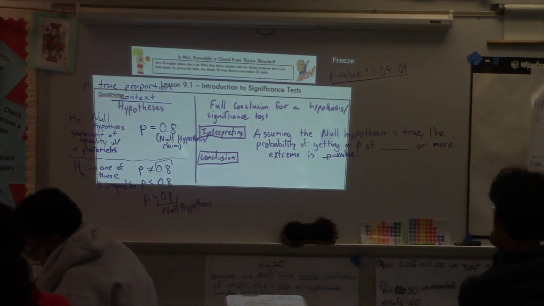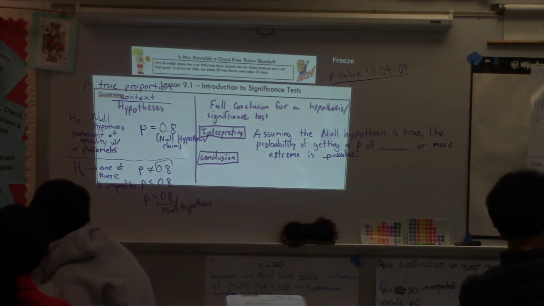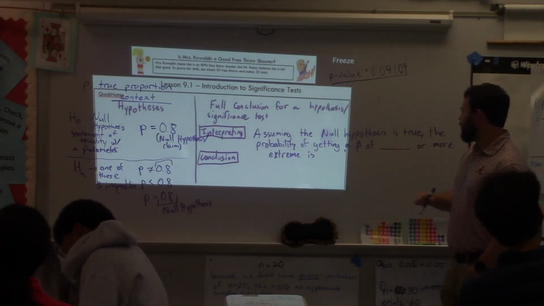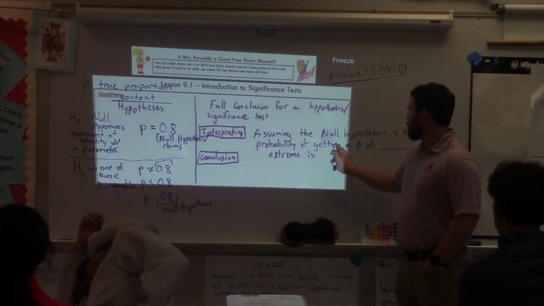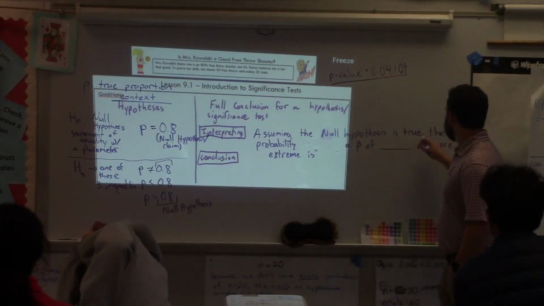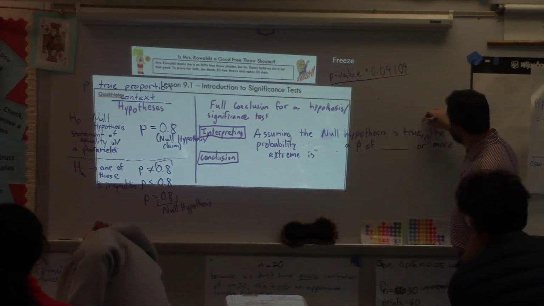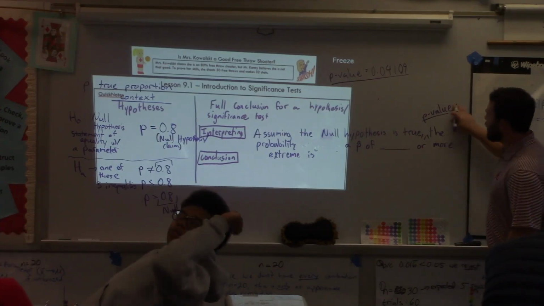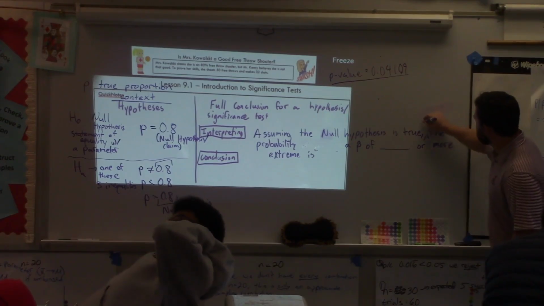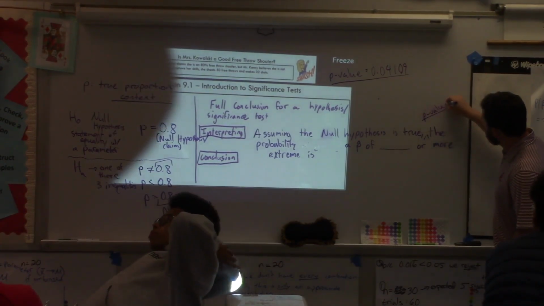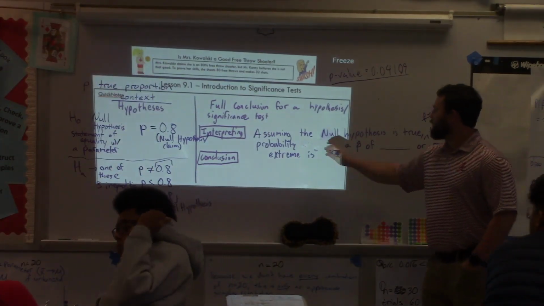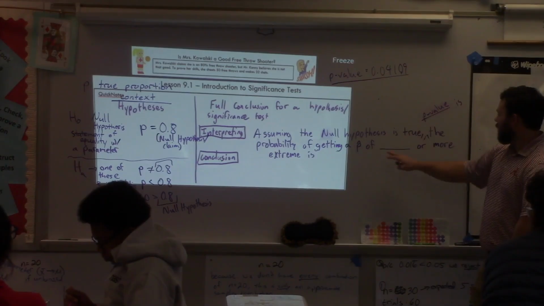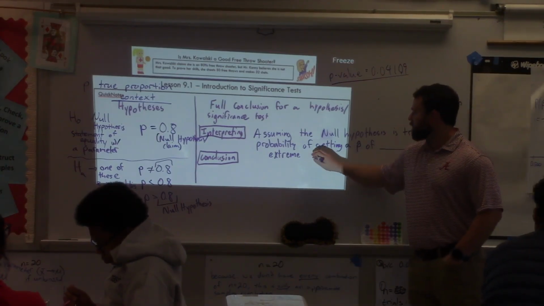Probably missing a detail here. I was supposed to have p-value earlier. Put p-value here, that's a cleaner way to say it. Sorry about that. So the p-value is the probability of getting a p-hat of this or more extreme by chance alone.